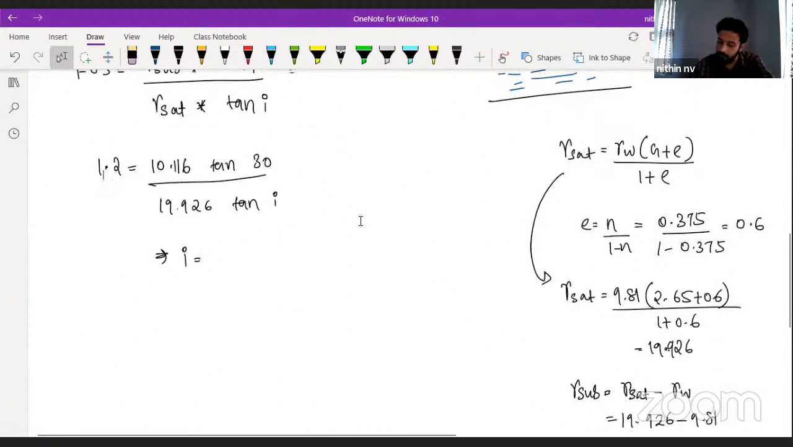How much will be I value? Everyone please comment by calculating. 13.72, are you getting? Whether I have made any mistake? If you are getting 13 point something, that will be correct. It depends on how accurately you have taken the data.